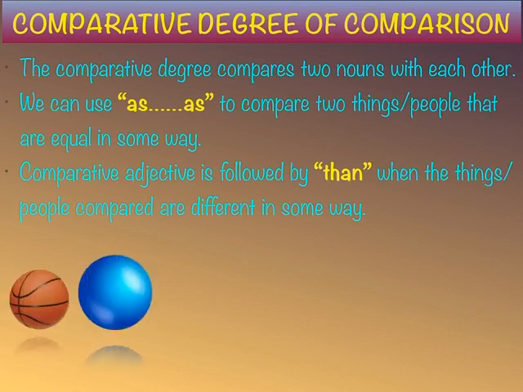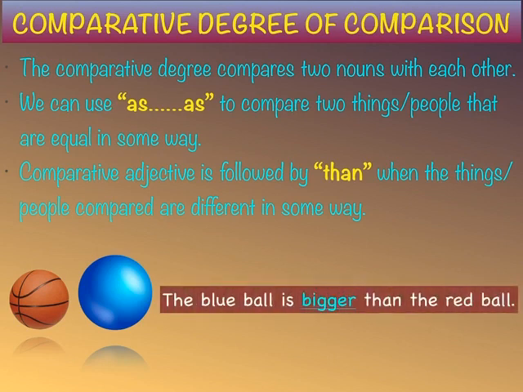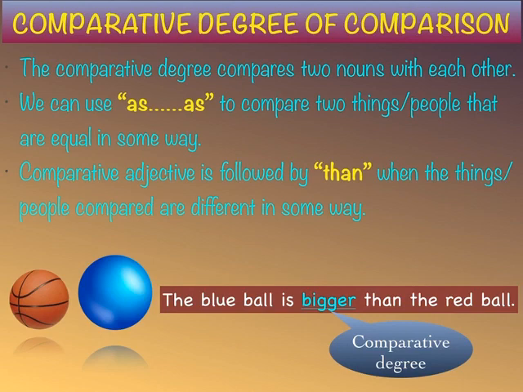Let's see the example over here. We can see that there are two balls over here, and the blue ball is bigger than the red ball. So the word bigger is describing the size of the blue ball, which is bigger than the size of the red ball. So again the attribute is the same, that is the size of the ball, and the word bigger is used as a comparative degree for comparing two things.